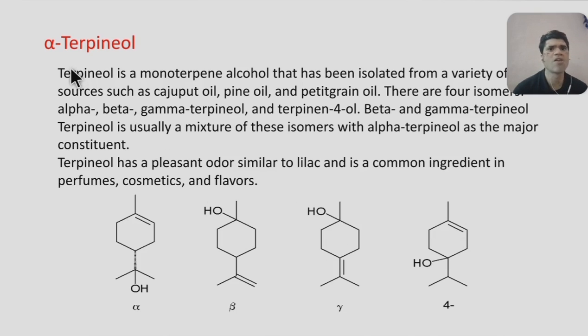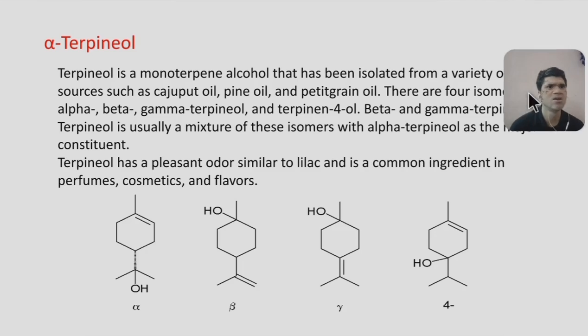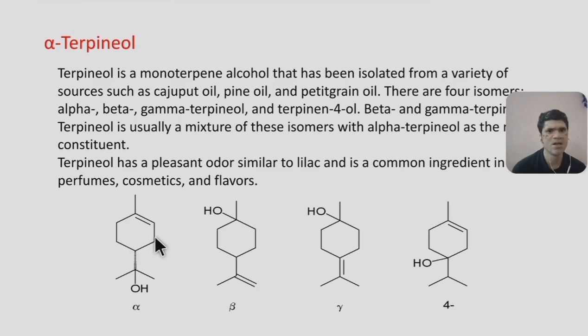So next is alpha terpenol. Terpenol is a monoterpene alcohol. Monoterpenol means two isoprene units joined in head to tail fashion. So you can see here this is one unit and this is another unit. It is isolated from a variety of sources such as cajuput oil, pine oil, petitgrain oil.